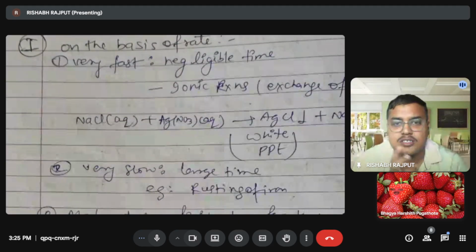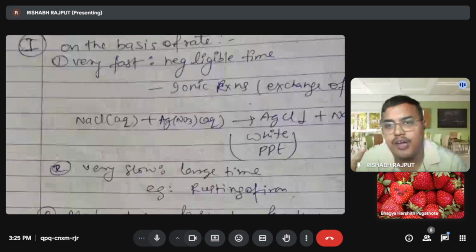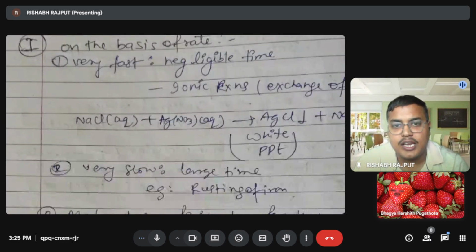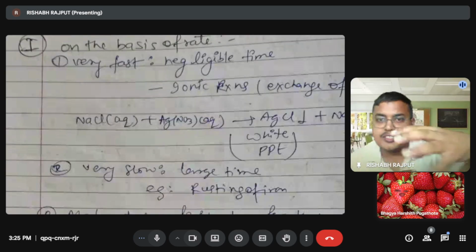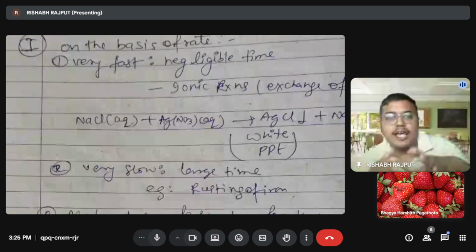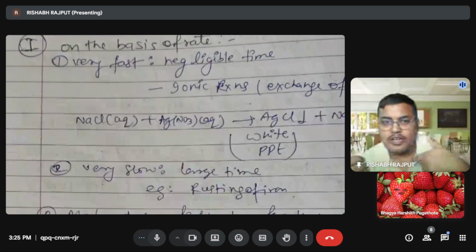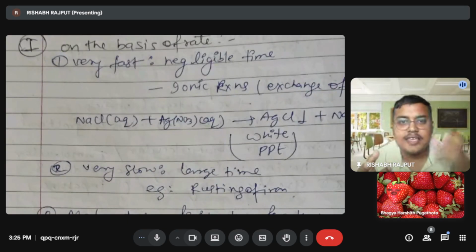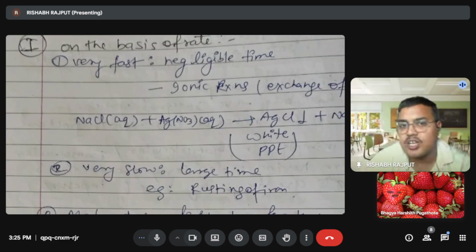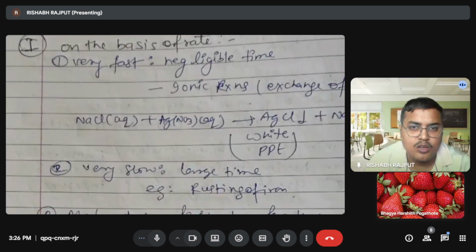Some reactions are very fast. They take only 2, 3, or 5 seconds to complete, like ionic reactions. In an ionic reaction only an exchange of ions happens, like NaCl plus silver nitrate reacting to make silver chloride plus sodium nitrate. Acid plus base, this type of ionic reaction happens in 4, 5, or 6 seconds. That is why here we do not focus on the time, because these reactions are very fast.